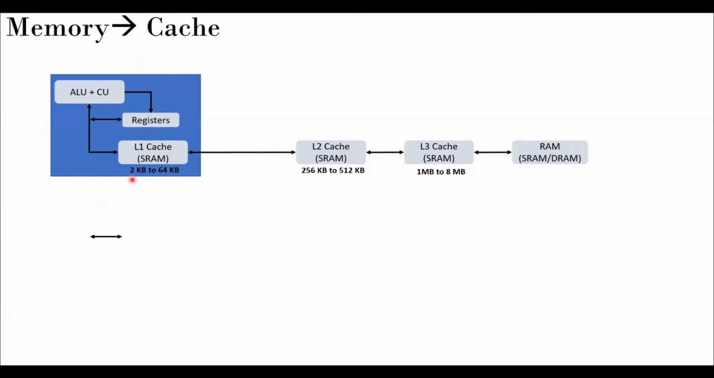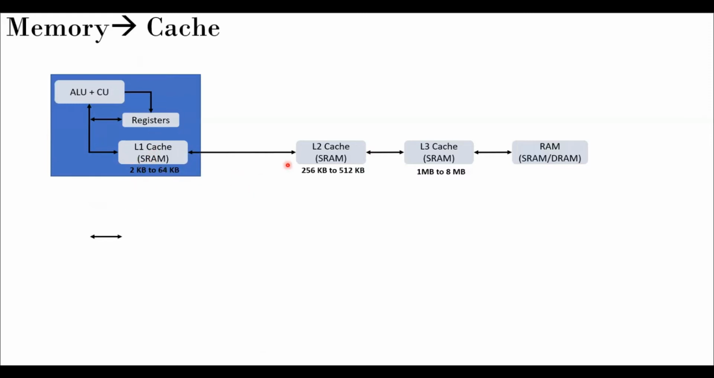If you see something like Intel Xeon processors and all, right? They may have even something like 8 MB of cache memory. Okay, so that is different. Here I'm talking about generally. Generally this is the amount of memory which is there for the L1 cache.